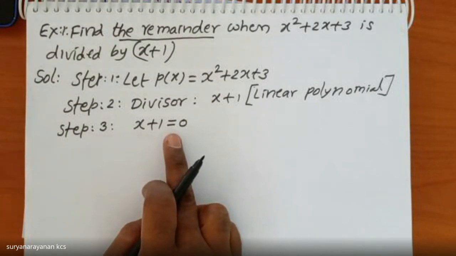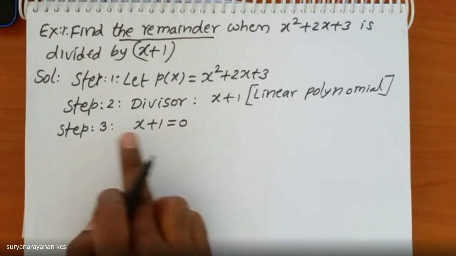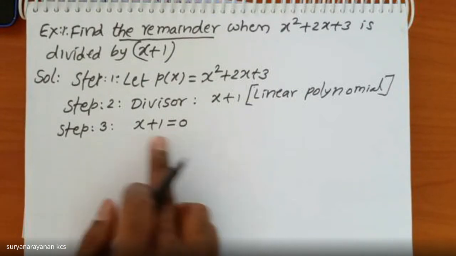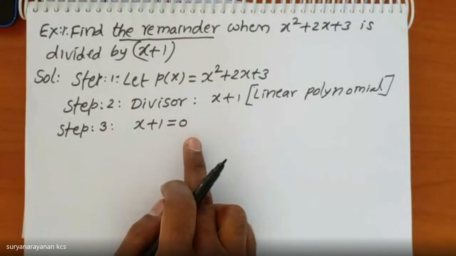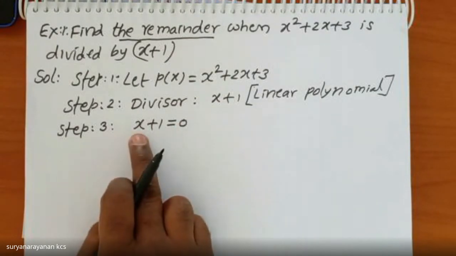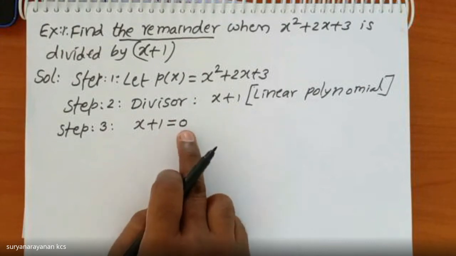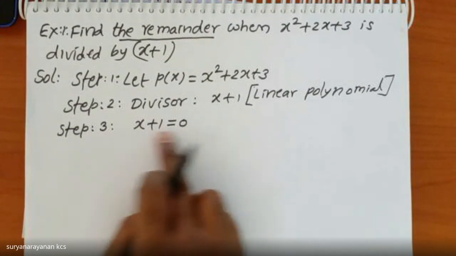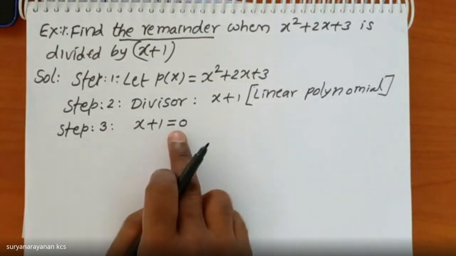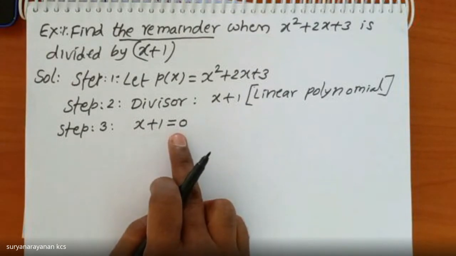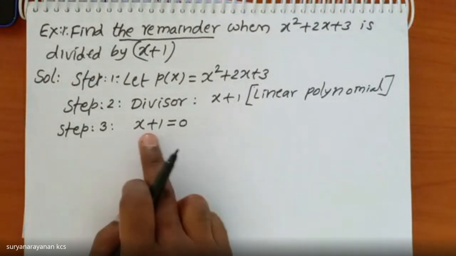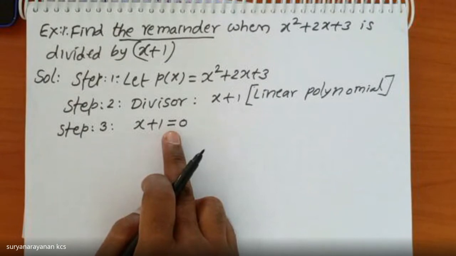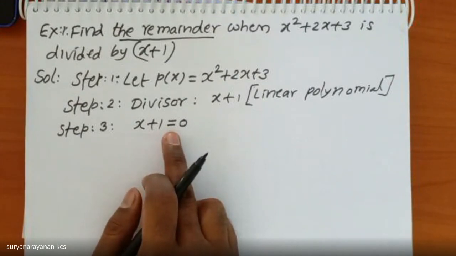Please listen to these steps carefully, my dear children, and remember them. In this step 3, we have taken the divisor, whatever the divisor is given, and written it is equal to 0. They will not give this equation. If you observe this equation, this is a simple equation in X. Is it a simple equation in X or not?